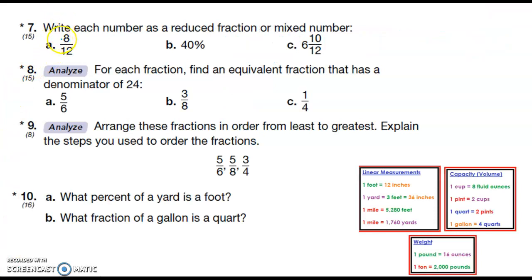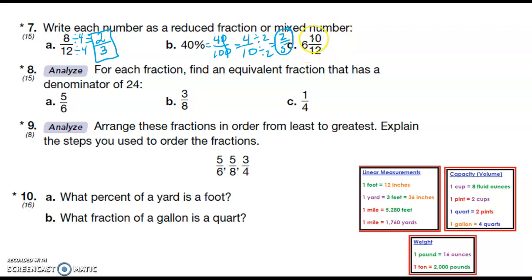All right, number 7. Write each number as a reduced fraction or mixed number. Okay, so here, 8/12, I know 2 goes into both of those. I also know 4 goes into both of those. So I'm going to divide the top and bottom by 4. 8 divided by 4 is 2. 12 divided by 4 is 3, and that's my answer. B, I have 40%, which is 40 per 100. I'm going to cross my zeros out. I get 4/10. I can still reduce it. So I know 2 goes into both of those. 2/5. That's as far as that's going to go.